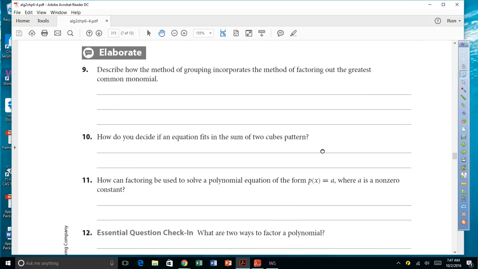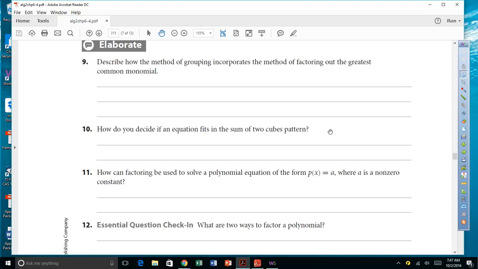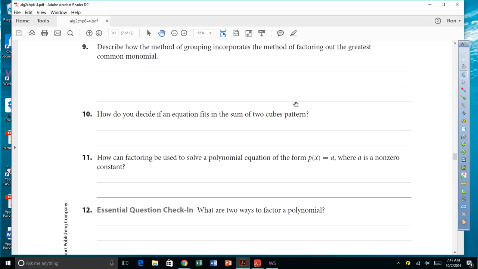Describe how the method of grouping incorporates the method of factoring out the greatest common monomial. Well, after you group into separate parts, you factor out the greatest common factor or greatest common monomial of each part to reveal a polynomial factor that is common to all. So let's write that out.